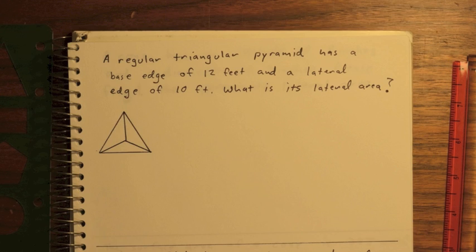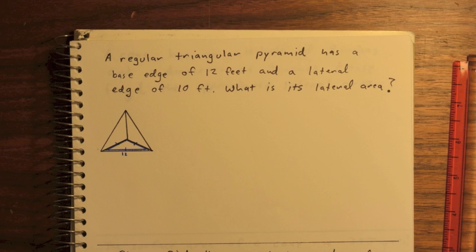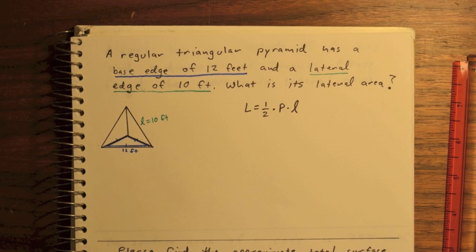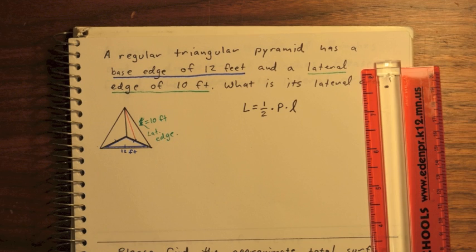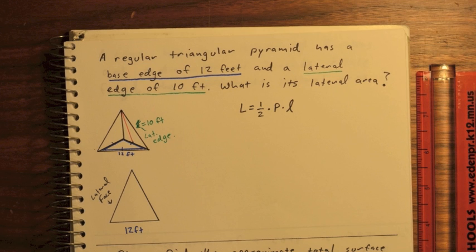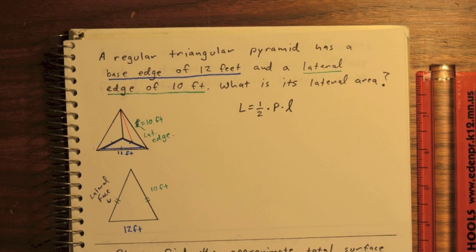This next example asks for lateral area of a regular triangular pyramid. We know the base edge is 12 and the lateral edge is 10. Now remember, lateral edge is not the same as slant height. In order to use this lateral area formula, we need the slant height, which is the red segment. We'll find that using one lateral face and the Pythagorean theorem. We know the base edge is 12 and the lateral edges are both 10.